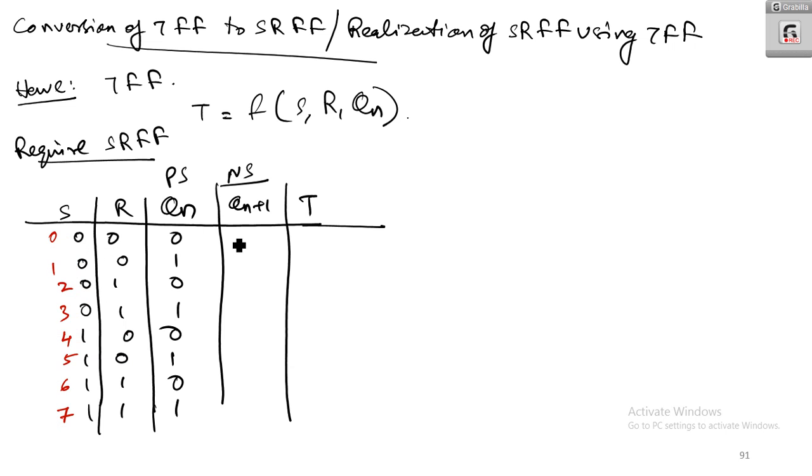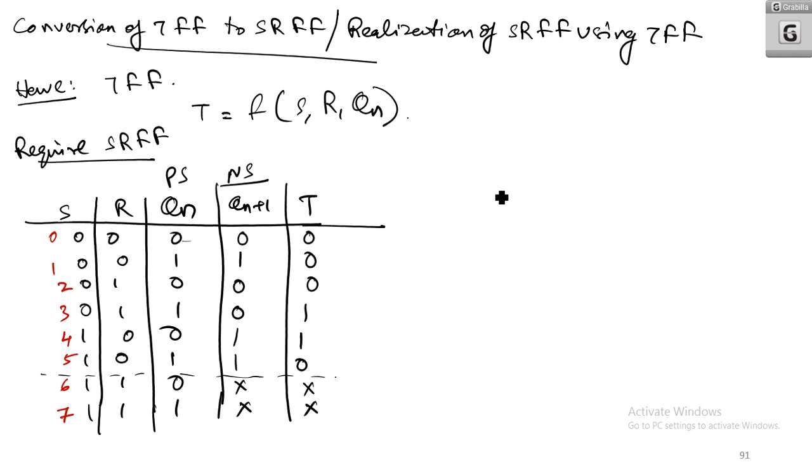Set and reset are 0, so the present state will remain as the next state. Reset is 1, so the next state will be changed to 0. Set is 1, so the next state will be changed to 1. If S and R are both equal to 1, it becomes don't care. Now check whether toggling has happened: 0 to 0, no; 1 to 1, no; 0 to 0, no; 1 to 0, toggling has happened; 0 to 1, toggling; 1 to 1, no. The last two are don't care because the next state is don't care. Now we need to construct only up to term number 5.